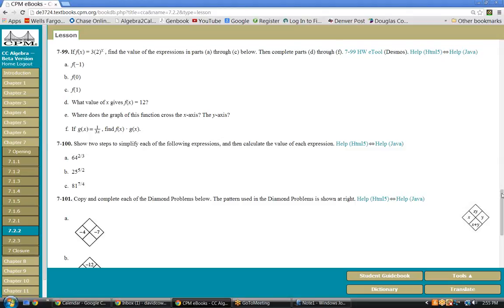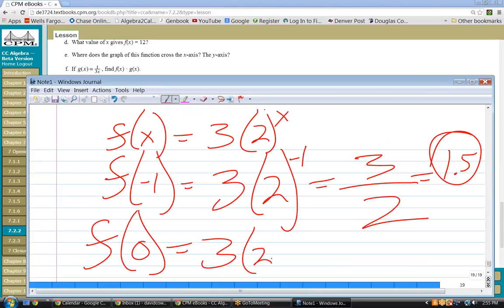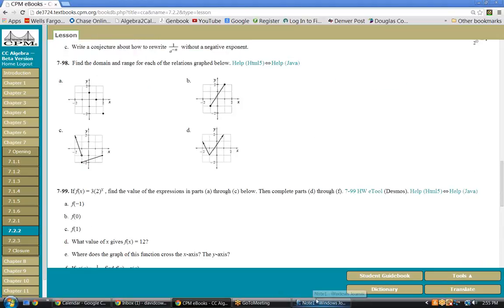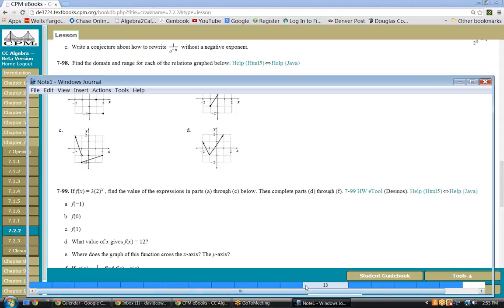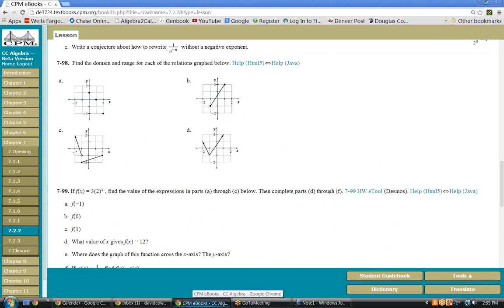Okay. What is f of 0? 3 times 2 to the 0. Which is? 3. Good. What is f of 1? 6. Good. See, once you know these, they become a piece of cake.